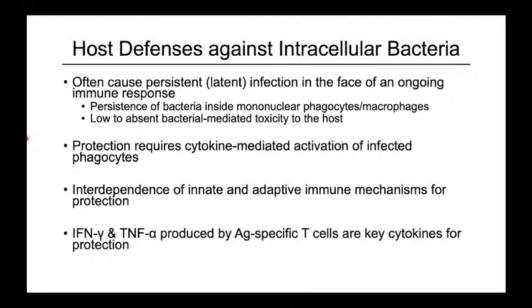So protection against intracellular bacteria usually involves both your innate and immune cells. It requires activation of these infected phagocytes by cytokines, and these cytokines come from the T cells. So, the phagocytes present these antigens, the bacterial antigens to T cells. The T cells produce cytokines that activate the phagocytes, and then now you expect the phagocytes to be able to get rid of the pathogen, okay?